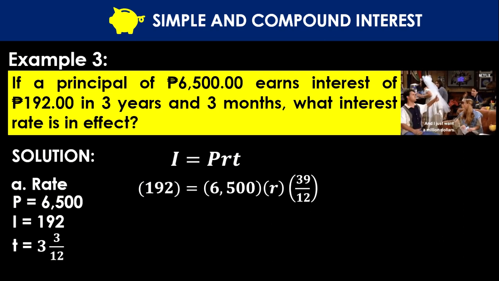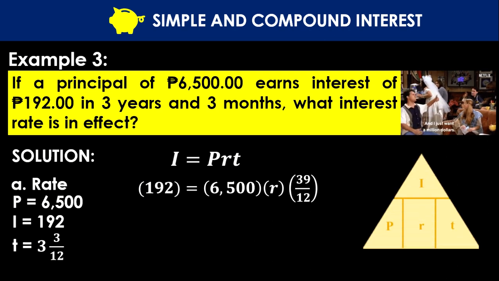Okay, to solve for R, we need to divide both sides by 65 times 39 over 12. If you're familiar, we also use the strategy, the triangle I equals PRT. So let's say we're going to find the rate, all we need to do is to divide the interest by the product of the principal and the time.